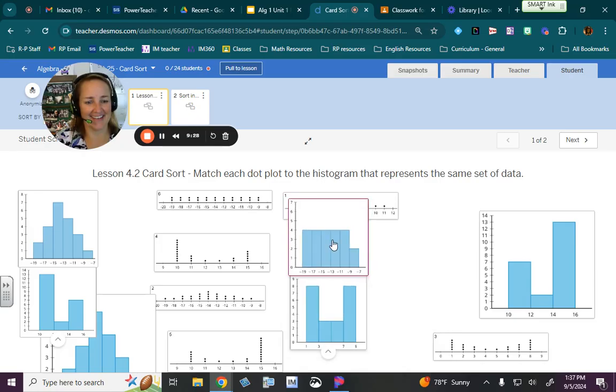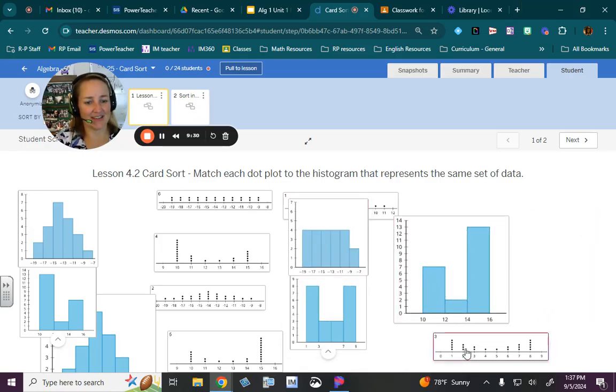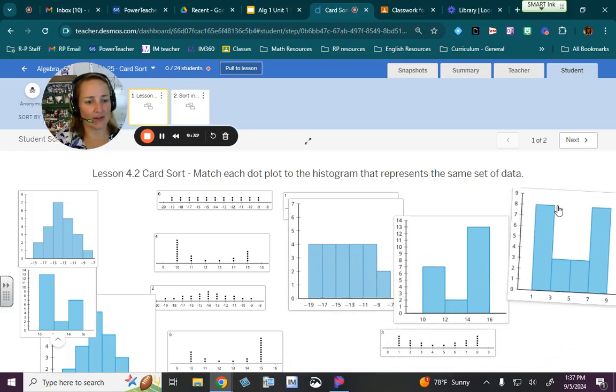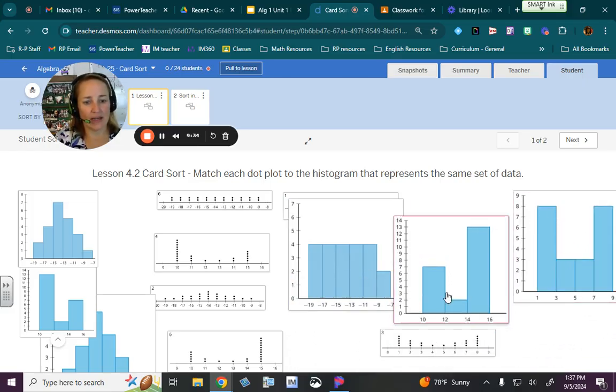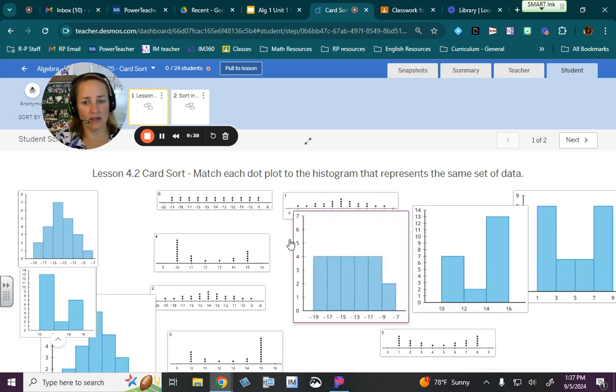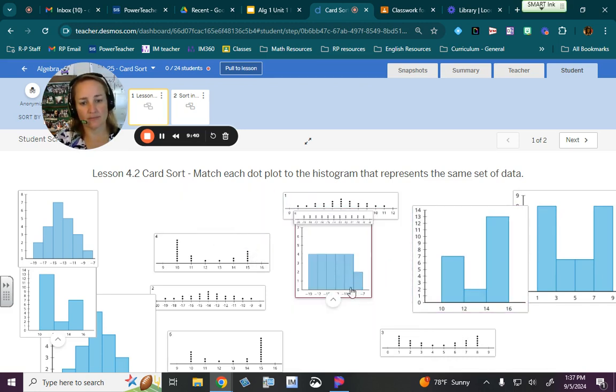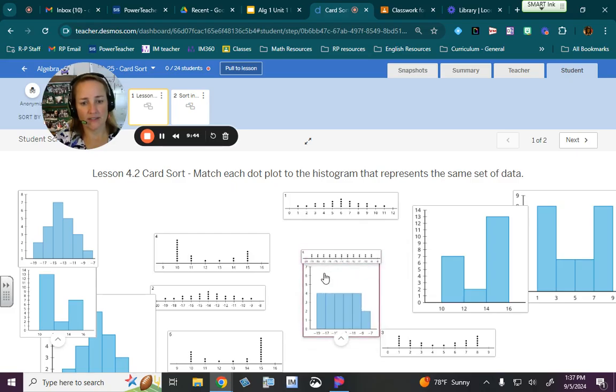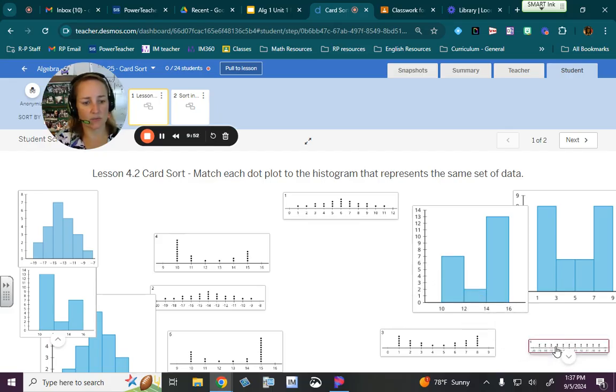Sorry, there are times where I love Desmos and times where it just won't let it go. So that data set right here, this one we were looking at, would go with this dot plot. These two go together, because I can see them nice and uniform across the top. Because I have those two together, I'm going to go ahead and shrink those down so I've got some more space to work with.